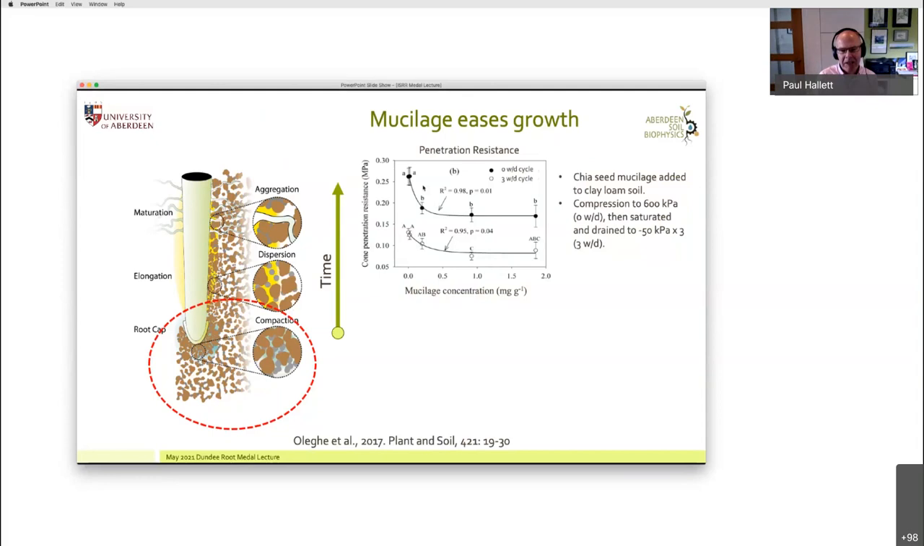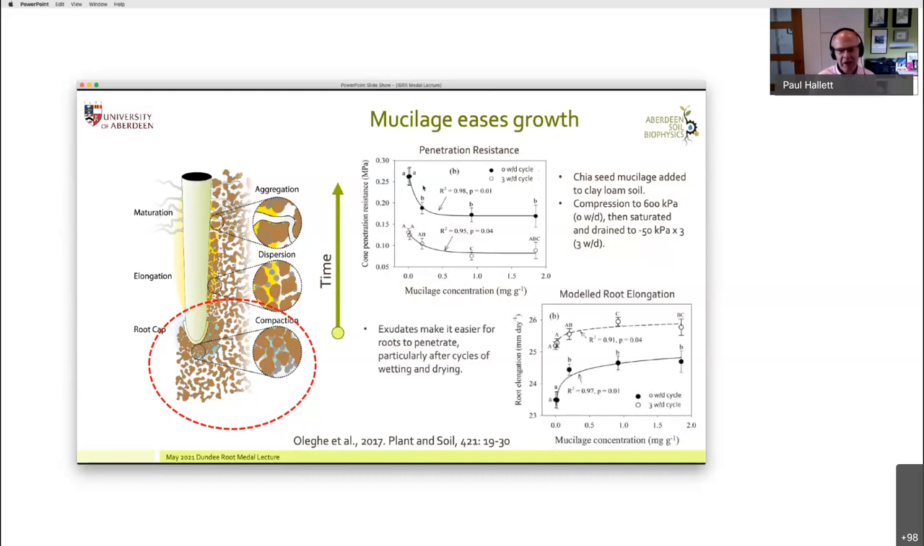But it shows mucilage concentration on the x-axis and then cone penetration resistance on the y-axis. And if we look at the black dots, which is basically what it's like just when it's added, you can see that with added mucilage, that penetration resistance drops down. And if we put it through cycles of wetting and drying, it drops down even more and the structure is formed. And this makes it easier for the root to push through the soil. And if we take a simple model of root growth, we can see that the elongation rate can be increased quite substantially over time because of the presence of this mucilage within the soil.